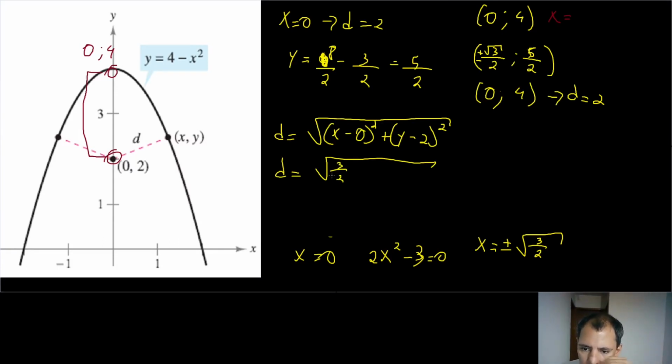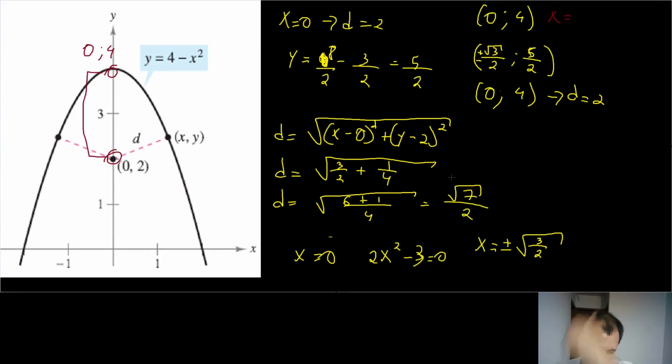Let's check the positive. 3 divided by 2 plus, this is 2.5 minus 2 is half, squared is 1/4. Okay. So we can put d equals the square root of, I'm going to put a 4 here. So this is going to be a 6. Okay, 4 divided by 2, 2 times 3, 6, plus 1, which equals the square root of 7 divided by 2.